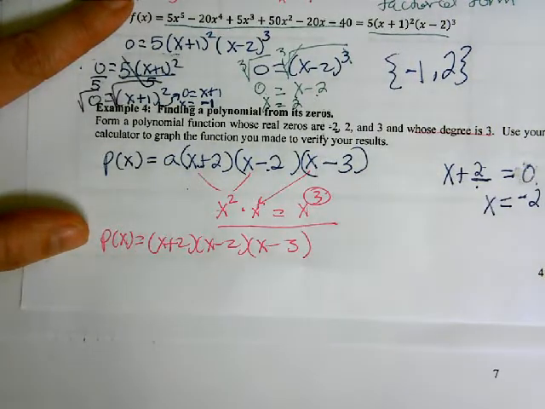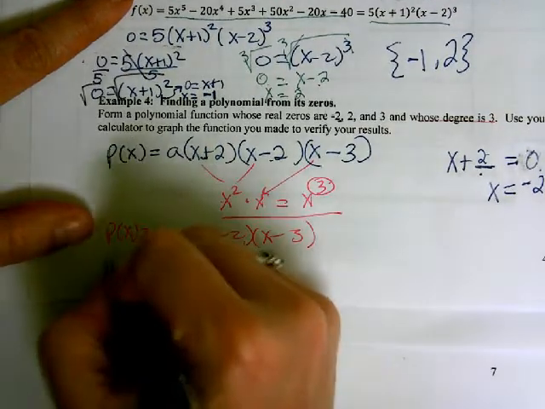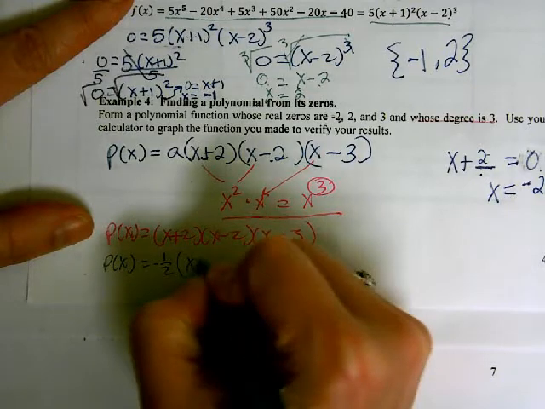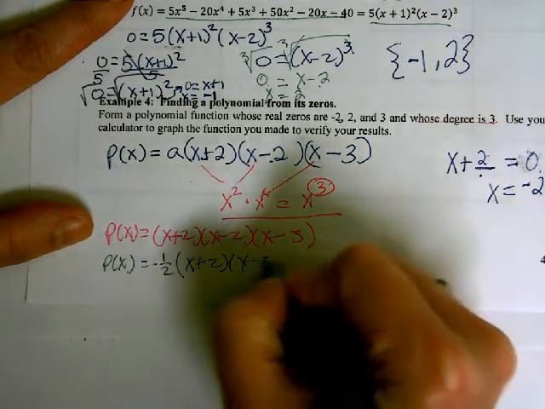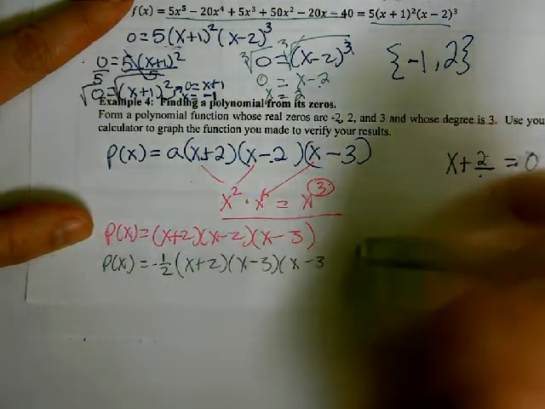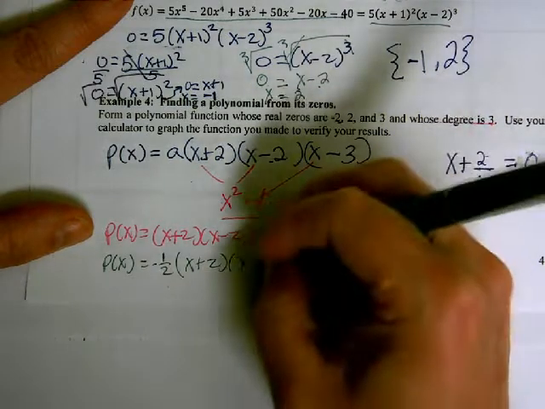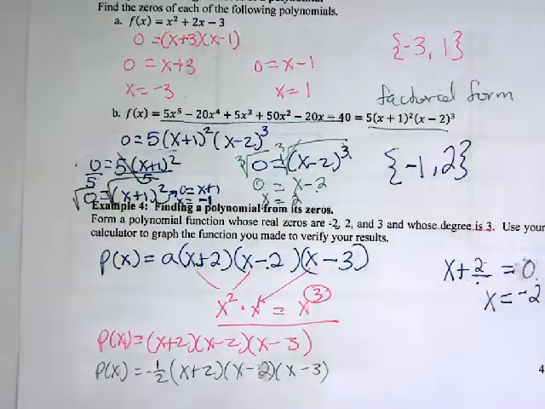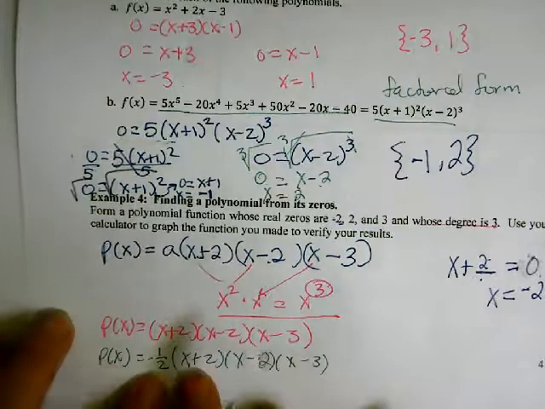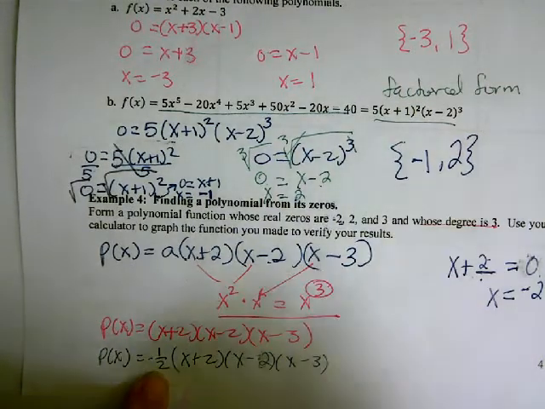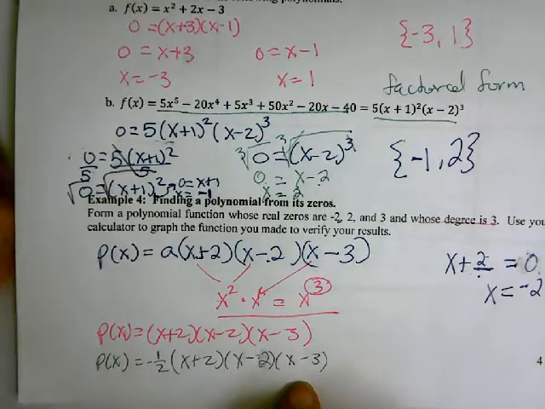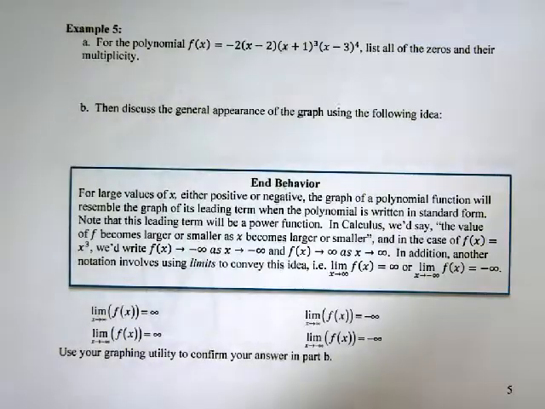But if you wanted to have an a value there, you can write an a value in, like negative 1/2, x plus 2, x minus 3, x minus 2, x minus 3. So making sure that this all works by putting it in Desmos. And if it's going to work, it's going to make sure that it goes through an x-intercept of negative 2, 2, and 3. So pause the video and make sure you do that.